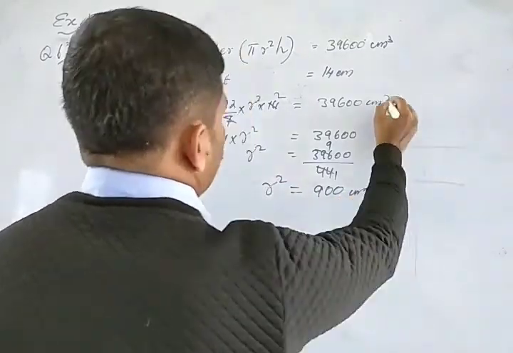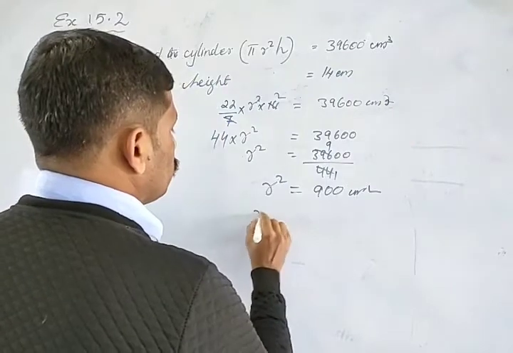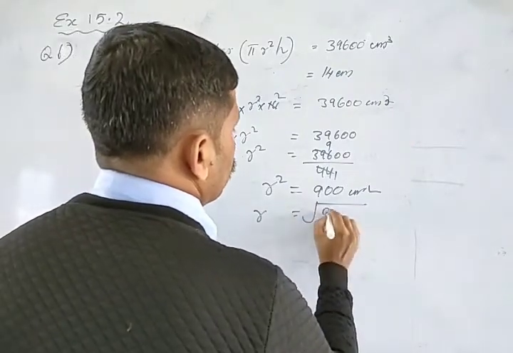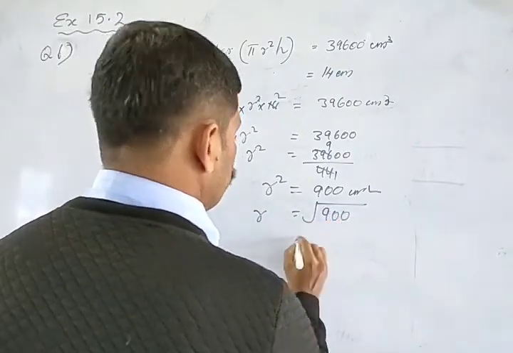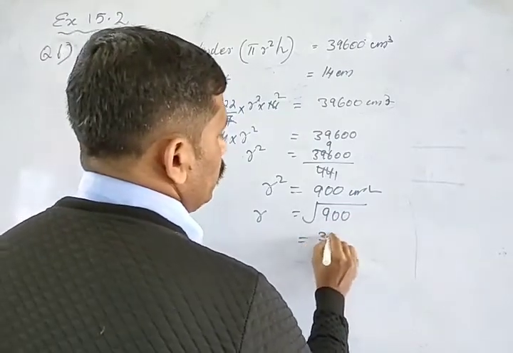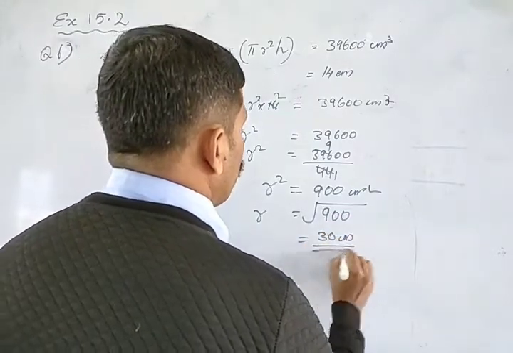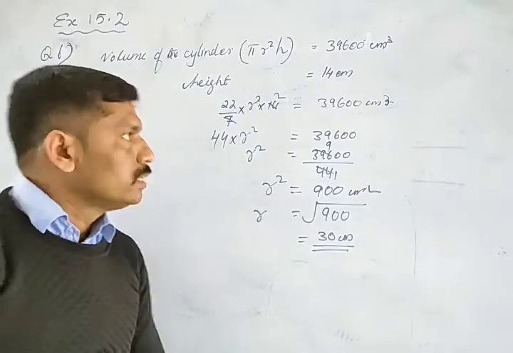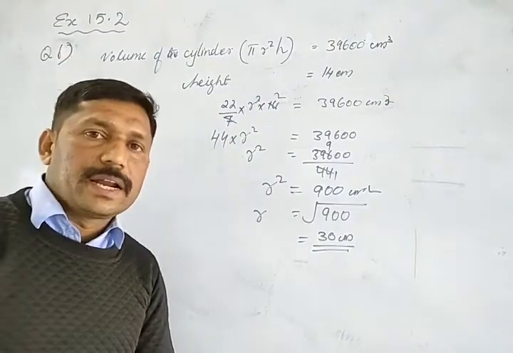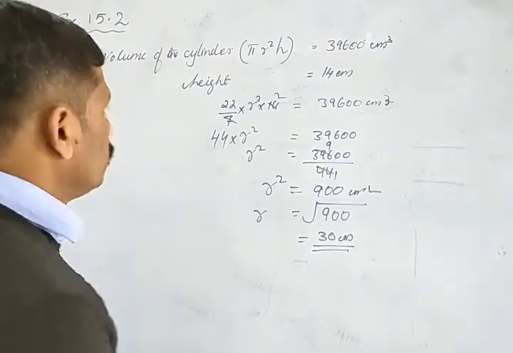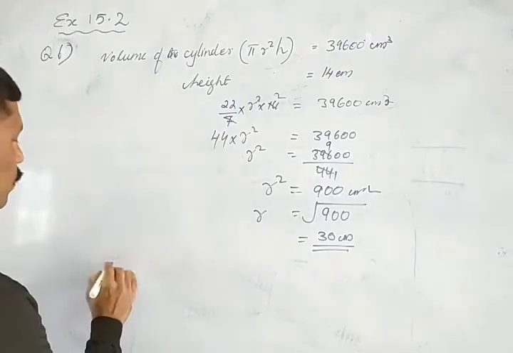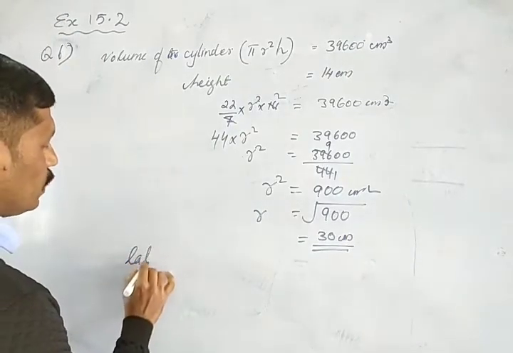Therefore, r is equal to root of 900. Root of 900, you know that is equal to 30 centimeter. So now we got the radius, 30 centimeter. If we get the radius, then we can find out the lateral surface area.